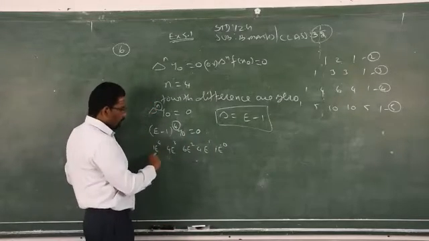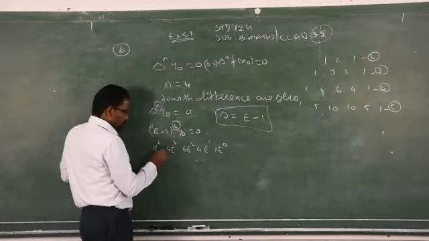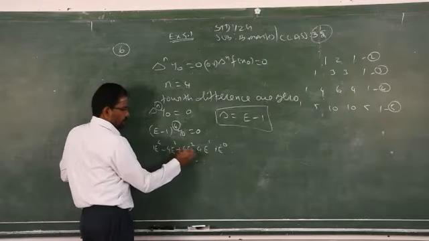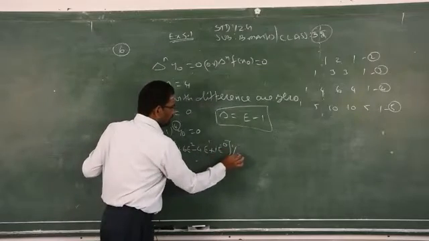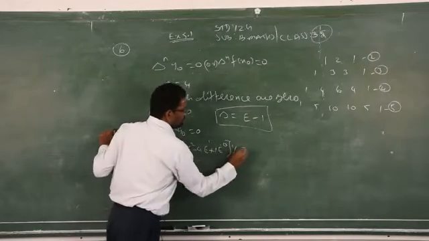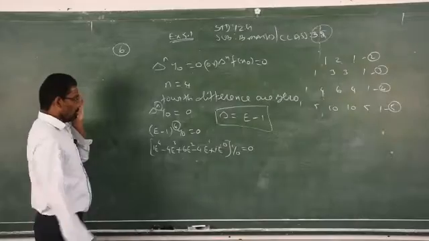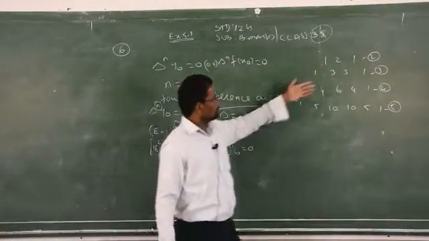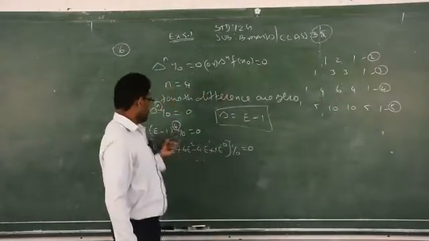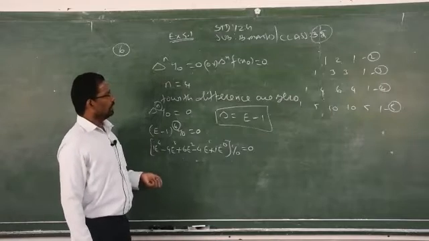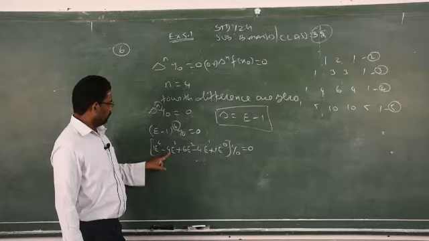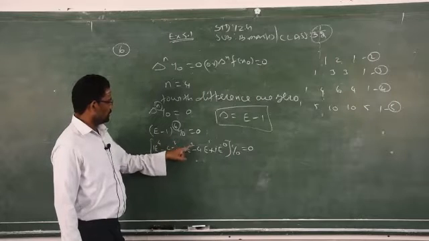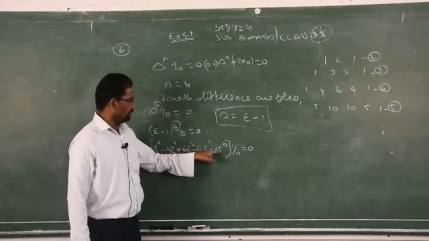Clear? Then you have to introduce the signs plus, minus, plus, minus, plus, close the bracket, into y naught, which is equal to 0. Clear? So after this, you find out which one is suitable for this given formula. Then you express it as 1 e power 4, 4 e power 3, 6 e square, 4 e power 1, 1 e power 0.